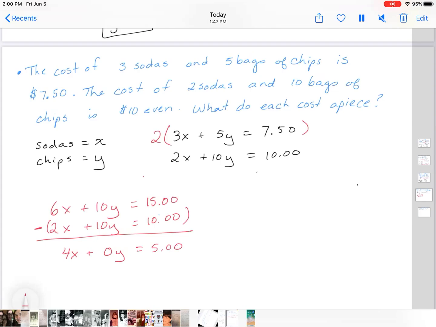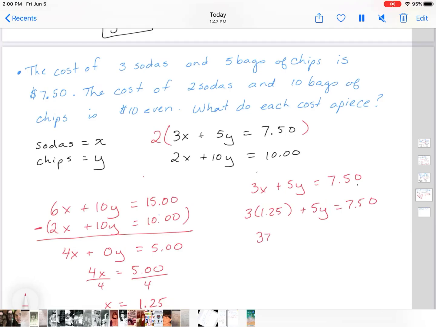And then I divide, so that's 4X equals $5. Divide both sides by 4. So X equals 1.25. Okay. Now I'm going to substitute to find the other one using my equation, 3X plus 5Y equals 7.50. I know X is 1.25, so substitute that in and solve for Y.